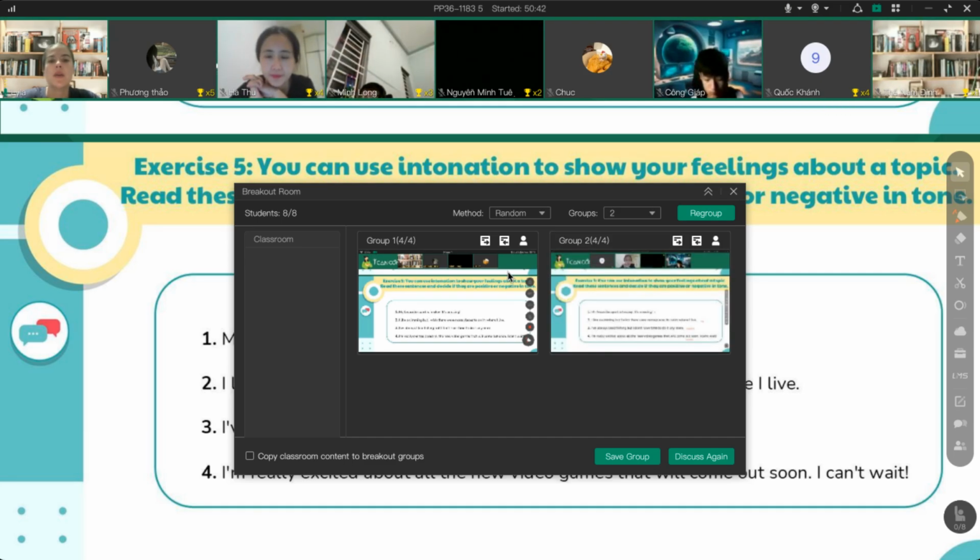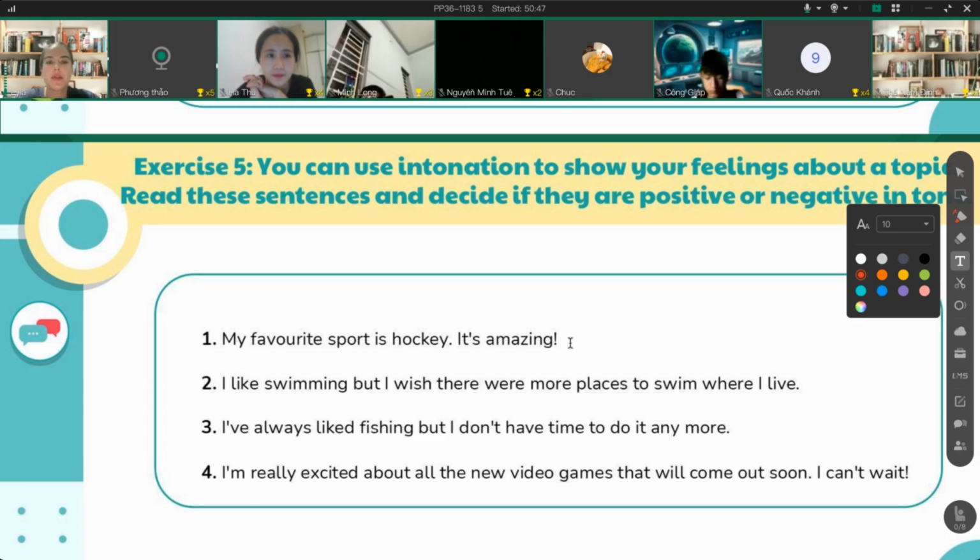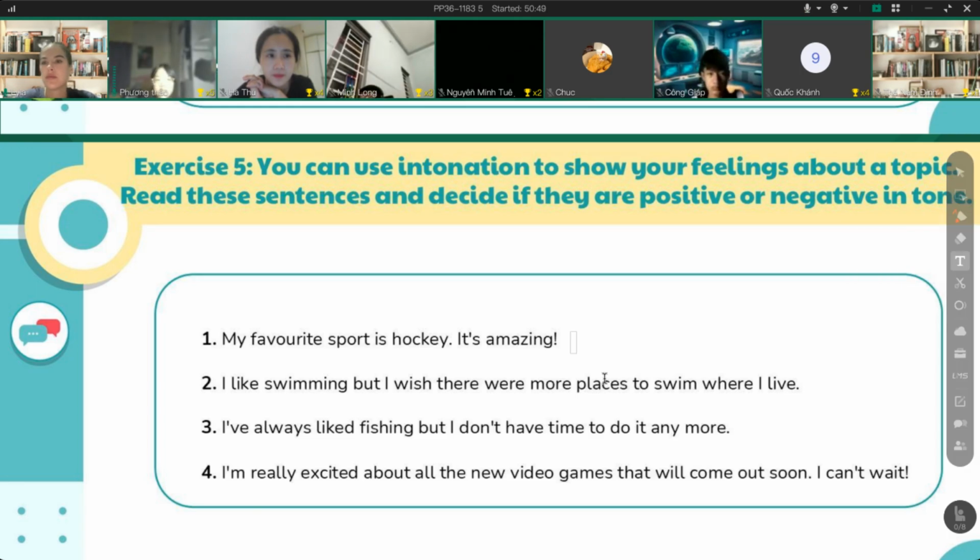Okay, Tao, what did you think? The first sentence, is it positive or negative? I think the first sentence is positive. Yes, my favorite sport is hockey. It's amazing. That is a very positive sentence.